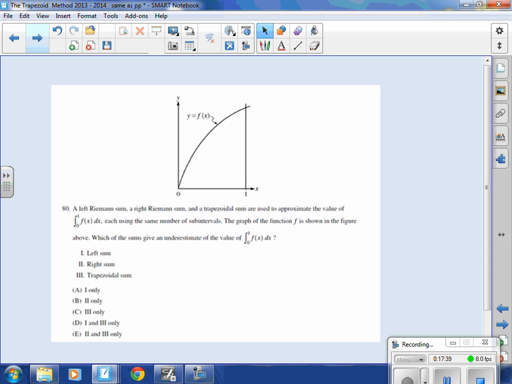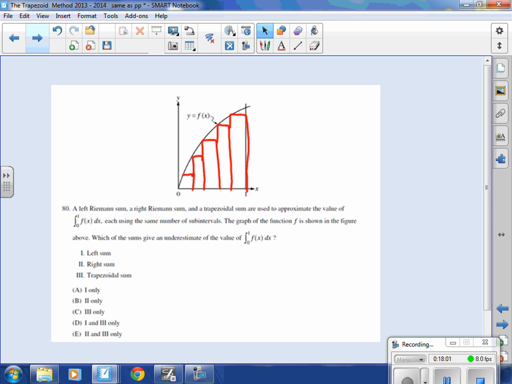Which of those 3 will give you an underestimate? Why will left give me an underestimate? I don't get the difference. A left sum means that the left top edge of the rectangle touches the curve. Left definitely gives me an underestimate, doesn't it?